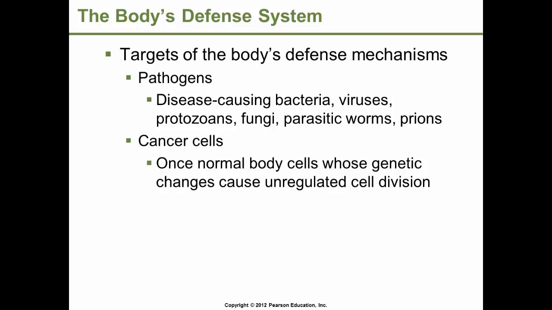Second target is cancer cells. Cancer cells are body cells whose genetic information undergoes mutations. This leads to unregulated cell division and unregulated growth.